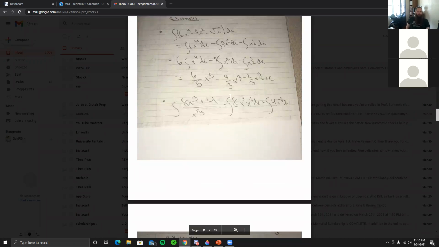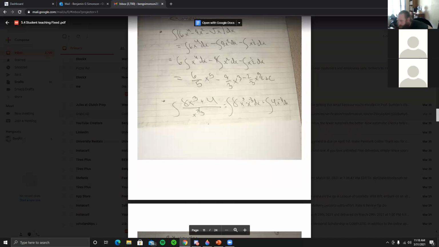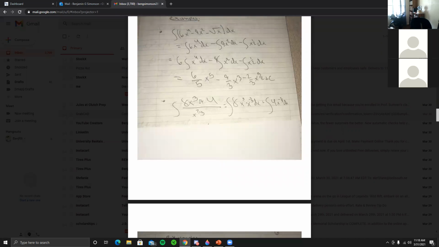So moving into another example, here we have the integration of 8x cubed plus 4 all over x to the 7 over 3. So what we could do here is split the function, since this is technically 8x cubed over x to the 7 over 3 plus 4 over x to the 7 over 3. And we can bring up this power into the numerator. So we would get the integration of 8x cubed times x to the negative 7 over 3 dx plus the integration of 4x to the negative 7 over 3 dx.